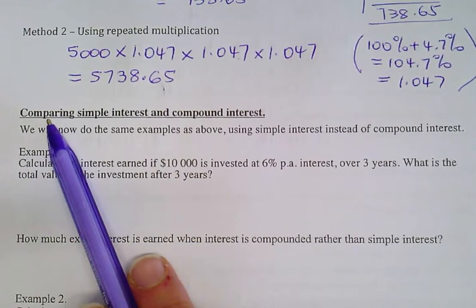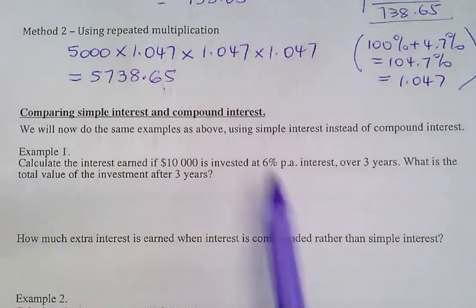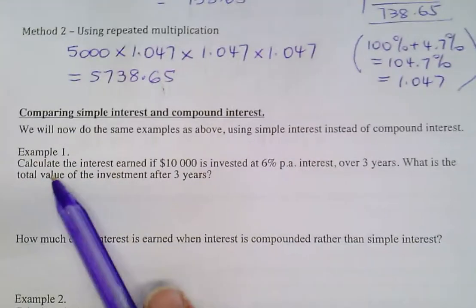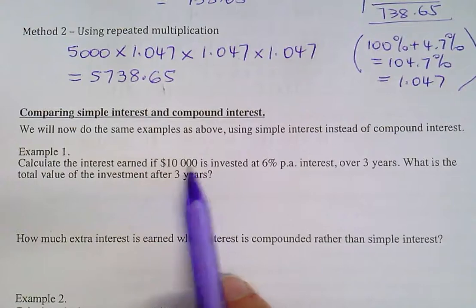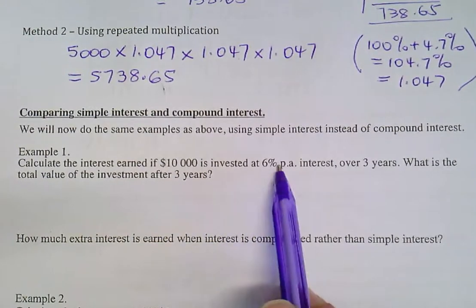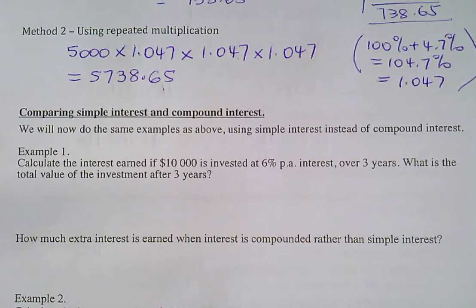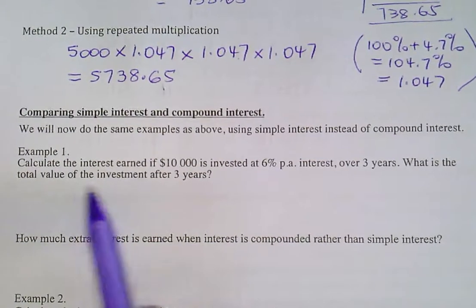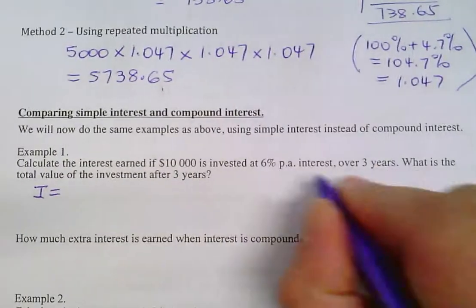Okay, we're now going to compare simple interest and compound interest. So we can do the same examples, but using simple interest instead of compound interest. Example 1. Calculate the interest earned if $10,000 is invested at 6% per annum interest over 3 years. How do we know that this is a simple interest formula? Because it doesn't say compounding. If it doesn't say compounding, it's simple interest, okay? What is the total value of the investment after 3 years? So this is simple interest.